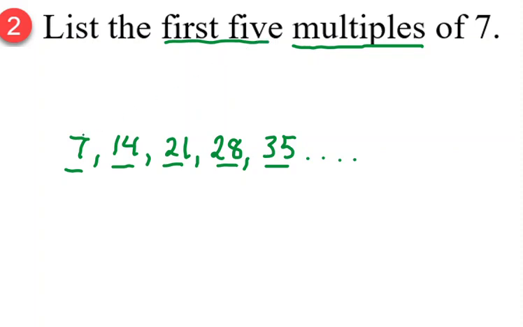All right, well, this is the same thing as skip counting. If you were to skip count by sevens, you'd say 7, 14, 21, 28, 35, 42, 49, and so on. And it would keep going on forever, wouldn't it? So these are the first 5 multiples. Don't get them confused with factors. Okay? 2 different things.